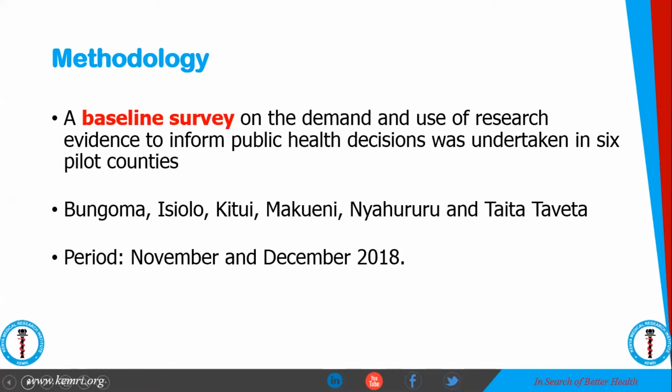So a research evidence capacity needs assessment was carried out. This was a detailed baseline survey on the demand and use of research evidence to inform public health decisions. We undertook this assessment in six counties. We had chosen six pilot counties, namely Isiolo, Kitui, Makueni, Nyahururu, and Taita Taveta. And we carried this assessment between November and December 2018. Next slide, please.